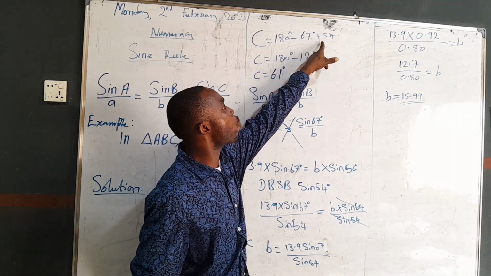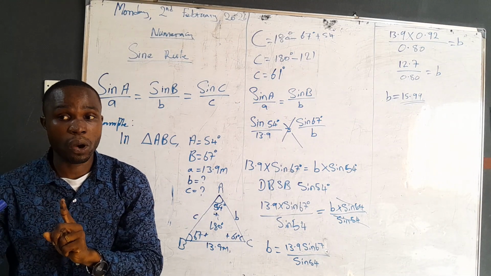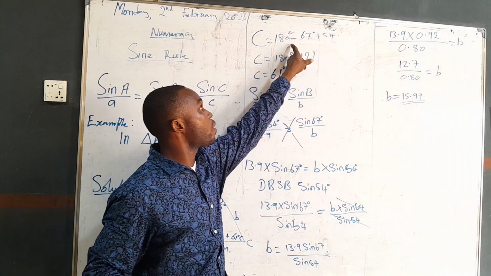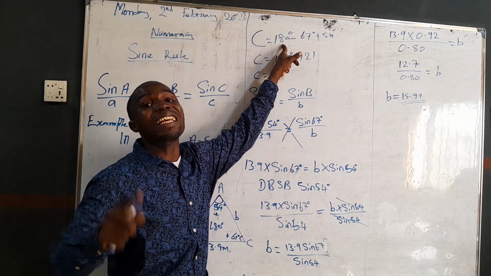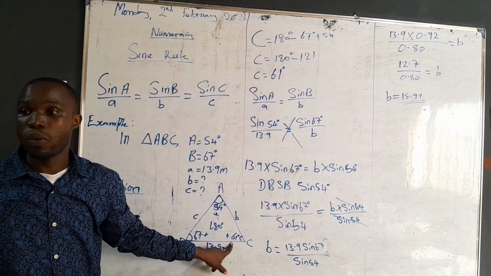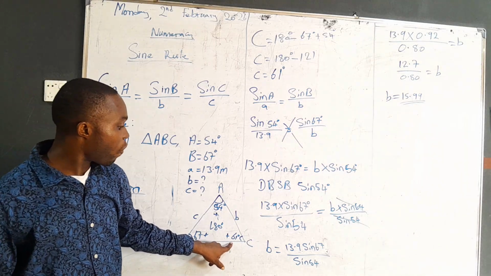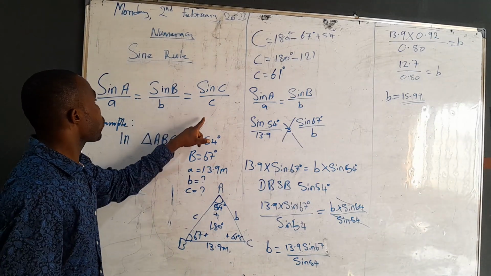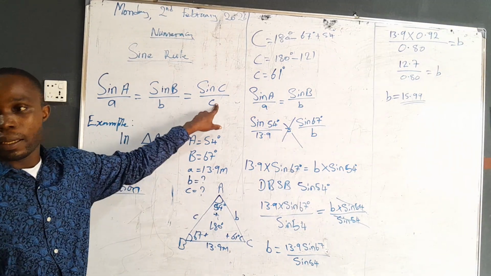We were given 2 angles, and we were not given 1. But the sum of the angles is 180. So if you remove the sum of the 2 you are given from the total sum, what is remaining is the other angle. That was how we got 61. Can we use that sine C to solve for this? To solve for side B, we can only use sine C if we know C.